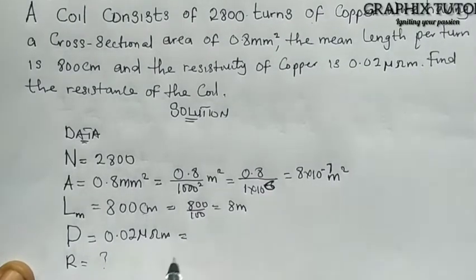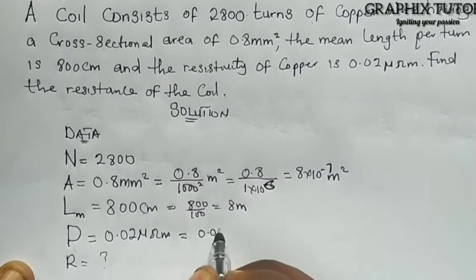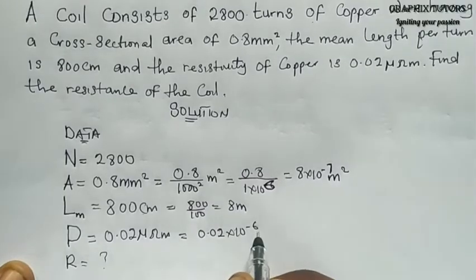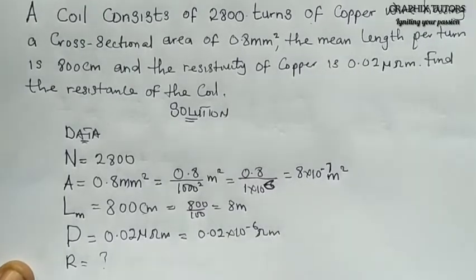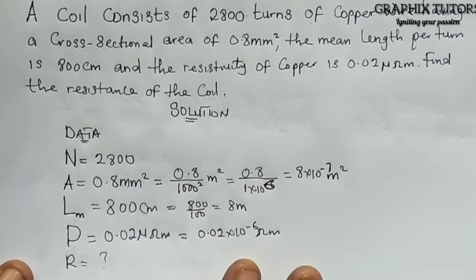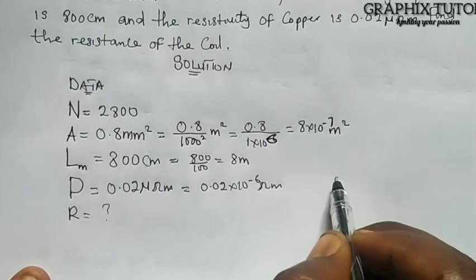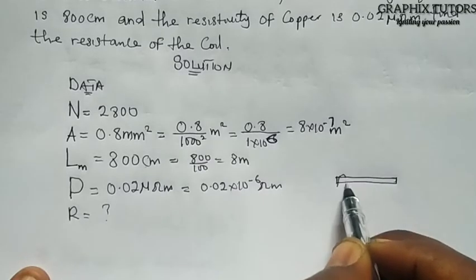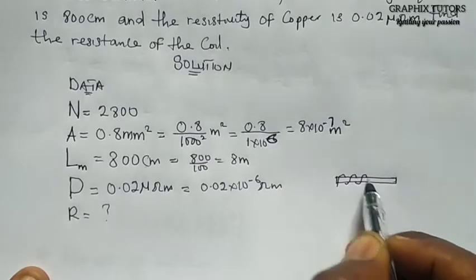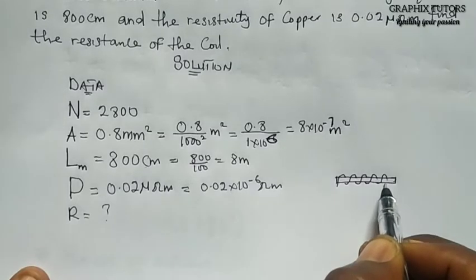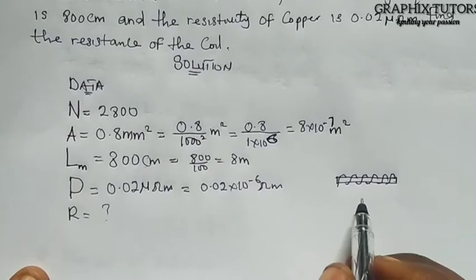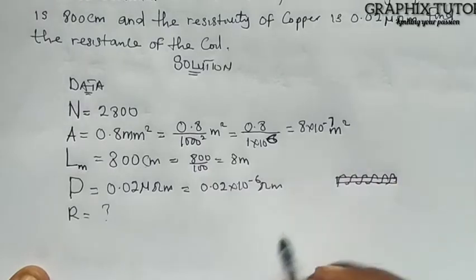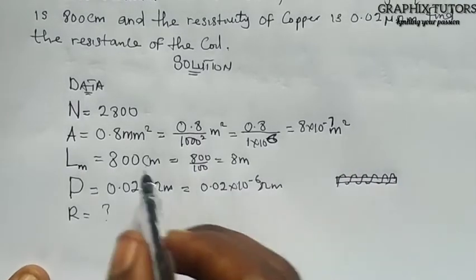Now, the next one, we have 0.02 micro-ohm meter, and that means 10 raised to minus 6 ohm meter. So we're going to calculate for the resistance. What this is trying to make us understand is that we have a coil, let's say a solenoid here, and something like this, and there's turns. Turns means windings. So it's being wound around the coil, right? So we know that we are given the mean length per turn. At every revolution, it is 800 centimeters, which is 8 meter.